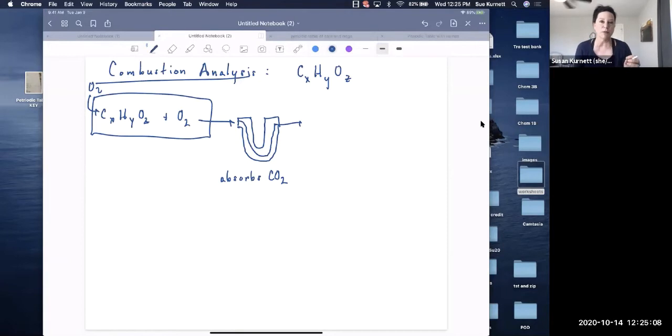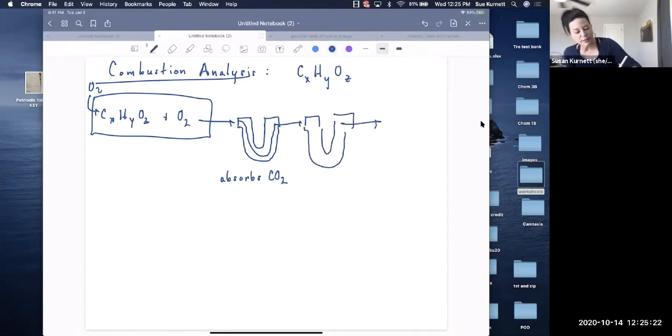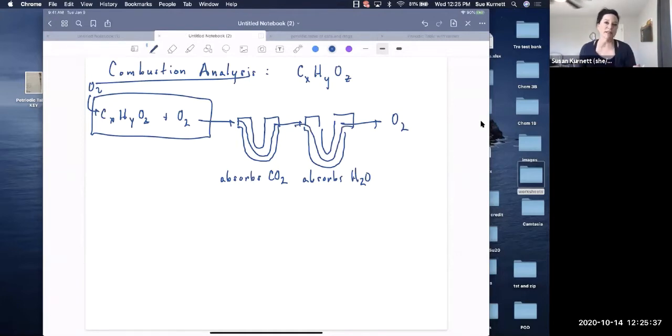The only thing that is pulled out of this flow of oxygen gas pushing the products of combustion through is carbon dioxide. And then they have another desiccant, absorber, that's only going to absorb water. And so what ends up coming out after the whole gaseous mix goes through is just more oxygen. So there's always oxygen pumping the products of complete combustion through the system.